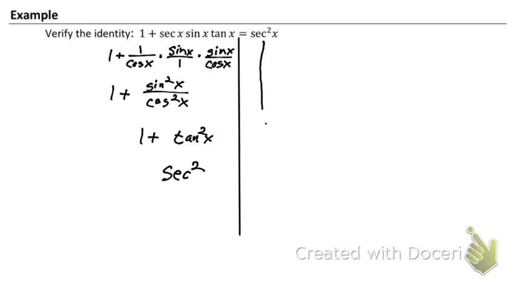So now what you're going to do is you're going to bring this down. And we have secant squared x equals secant squared x. We're done. That's all we need to do is pick a side, simplify it, and hope it comes out to the other side.